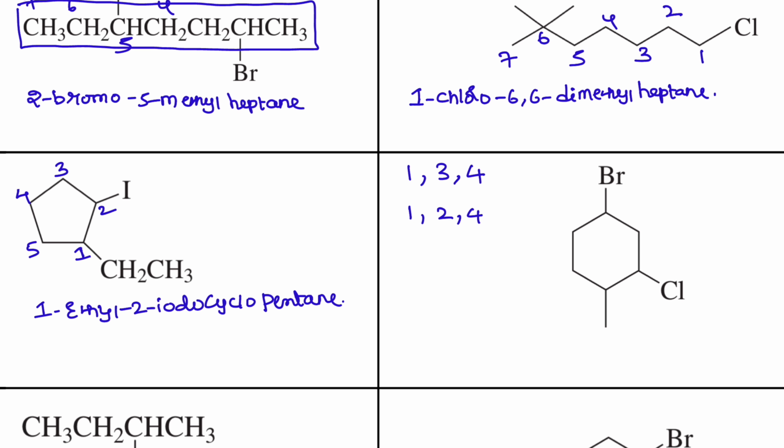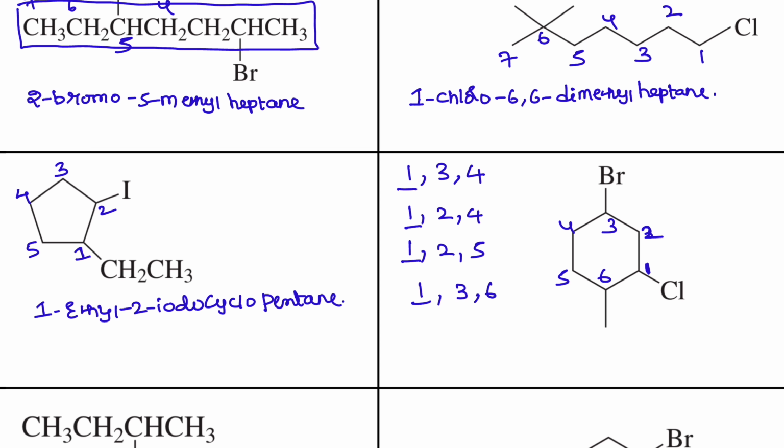Next possibility, you can also start from chlorine. So this is 1, 2, 3, 4, 5. So that is 1, 2, 5. One more possibility, you can start from this side. This is 2, 3, 4, 5, 6. So that is 1, 3 and 6.